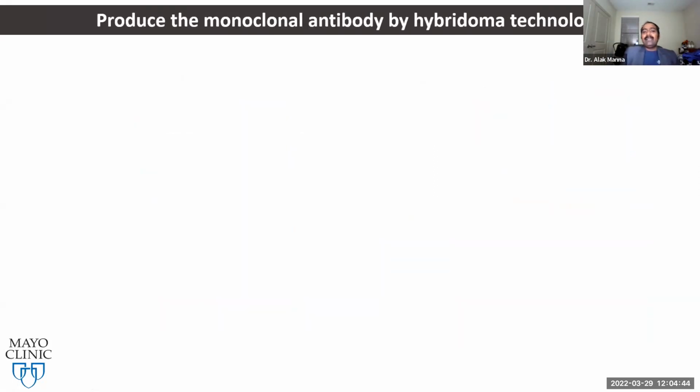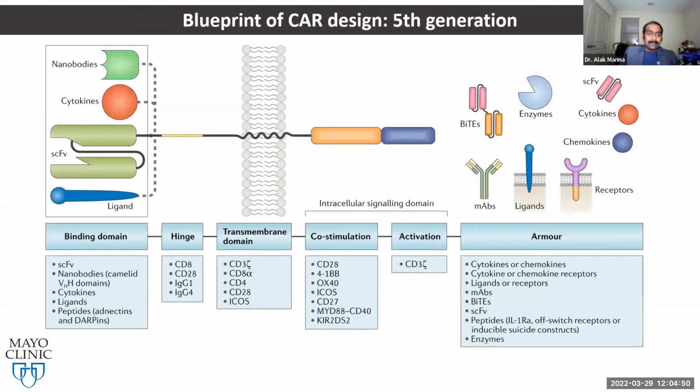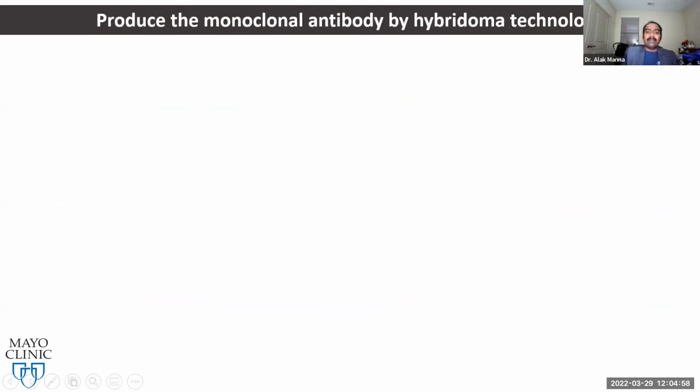So I'm just giving you a flavor of how we are developing this single chain variable fragment, which is basically the CAR. If you see the binding domain here, that's basically the trickiest part that we have to develop. So we are producing a monoclonal antibody by hybridoma technology. That is actually an old technology that people are using, and it's the same technology we are using.